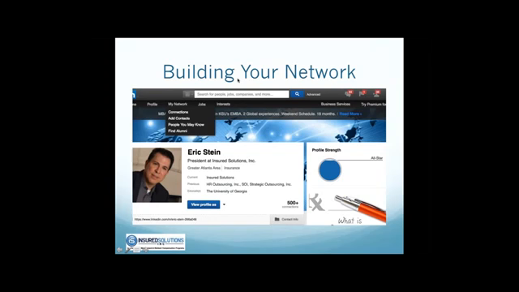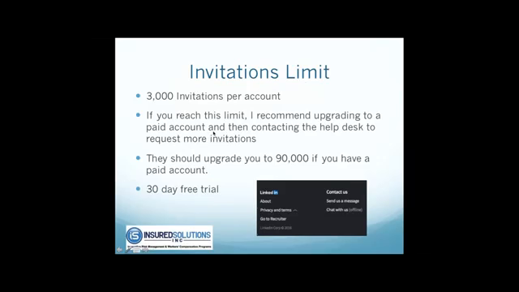So looking back at building your network, you're going to want to start off looking at people you know and adding context. These are the 2 main ways that I built my network. And starting off with people, actually, we'll look at the invitations limit first. So per account that you create, you're going to start off with 3,000 invitations. This means that you can request to connect with 3,000 people.